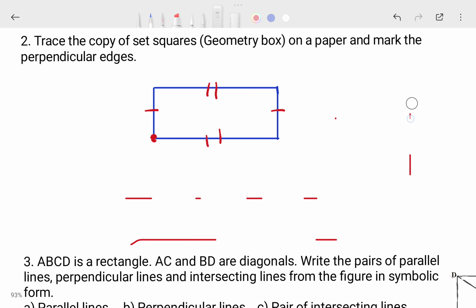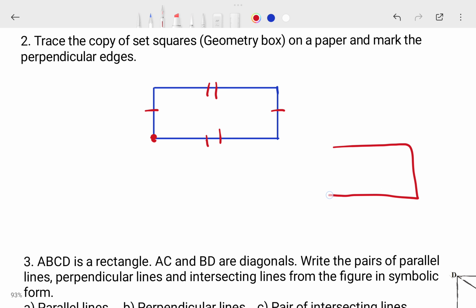Okay, let me tell you how you can make the perpendicular here. You can do one thing. This is given and this box is given. You can fold that one, just fold this. If you fold, it becomes like that.